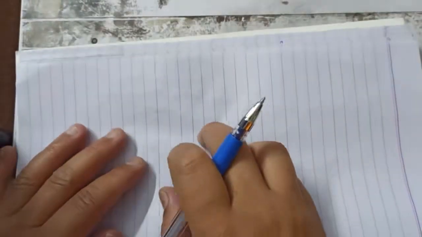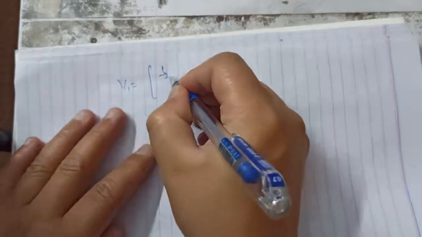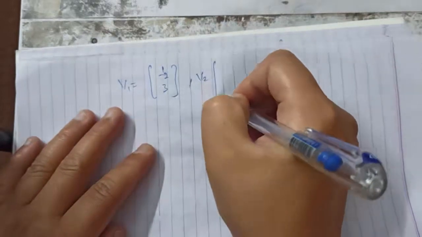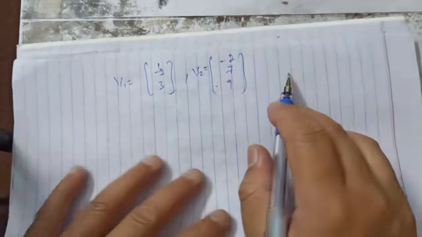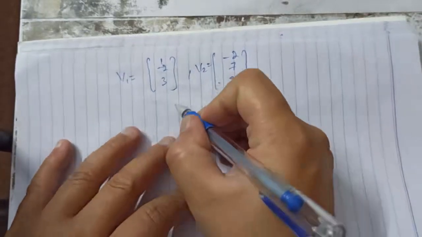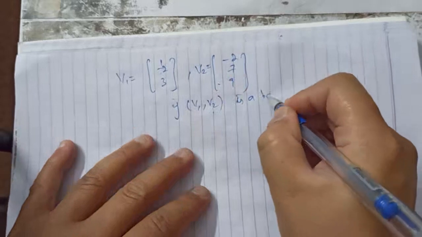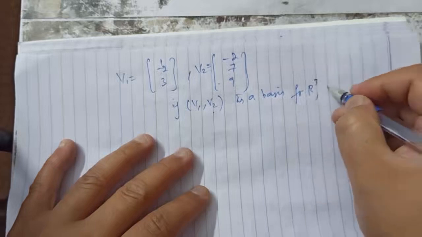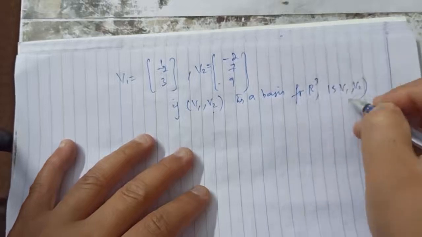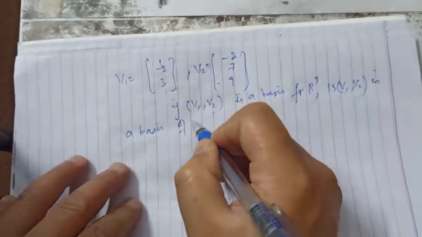Again we can do some problems here. Say for example, v1 is equal to 1, minus 2 and 3, and v2 is equal to minus 2, 7 and 9, so we have to determine if v1, v2 is a basis for R cube, is v1, v2 a basis for R square?